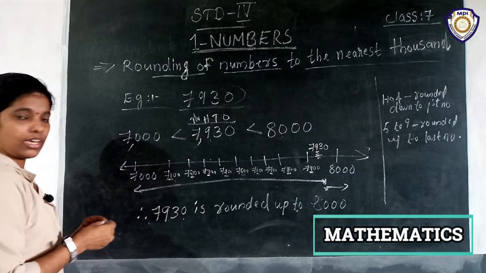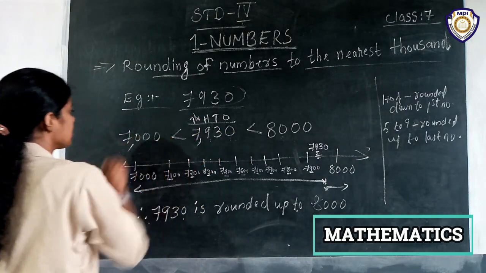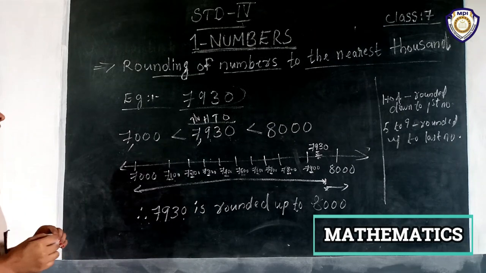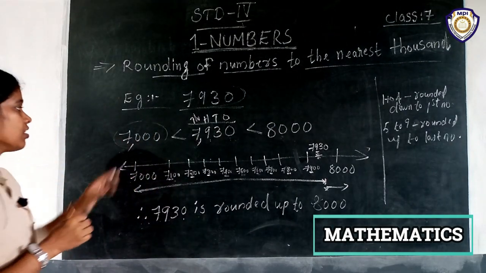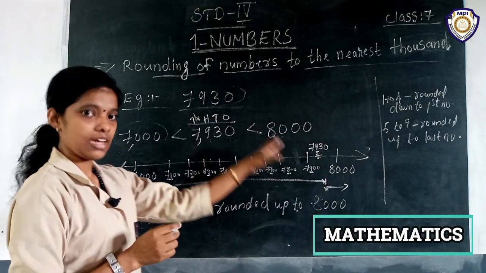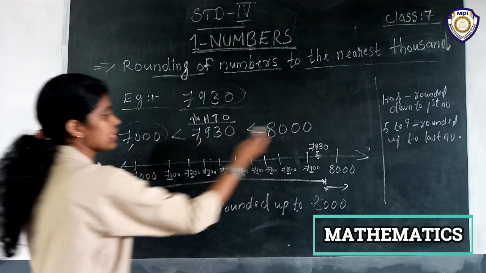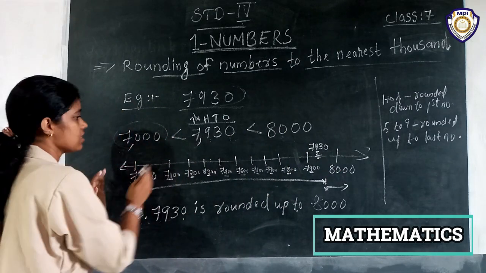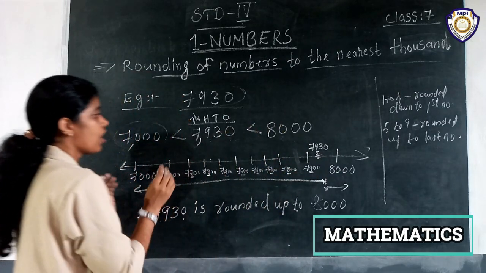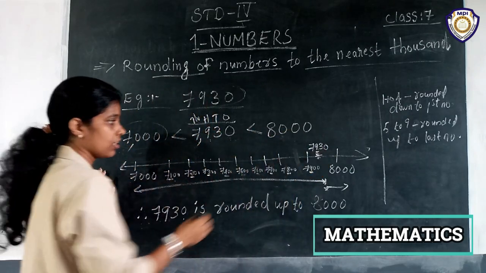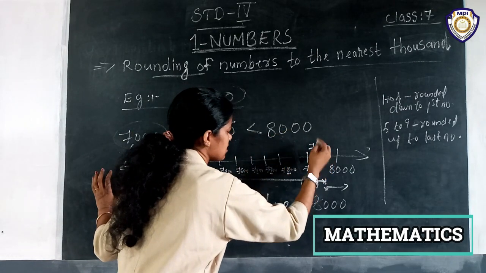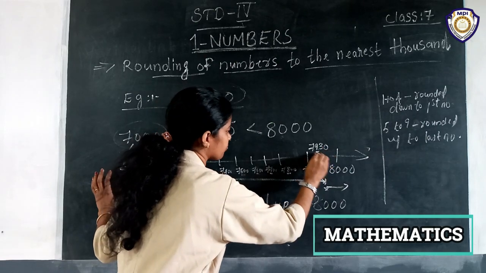7,930. 7 is in the thousands place, so the first number is 7,000. 7,000 plus 1,000 is 8,000. Then we draw the number line from 7,000 to 8,000. Our number is 7,930, and 7,930 is here.